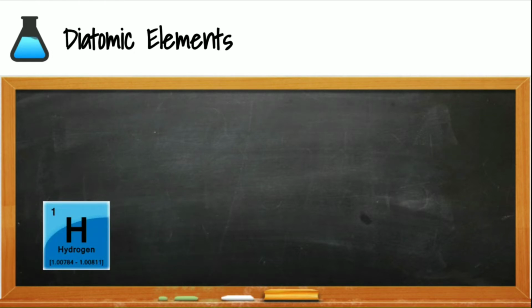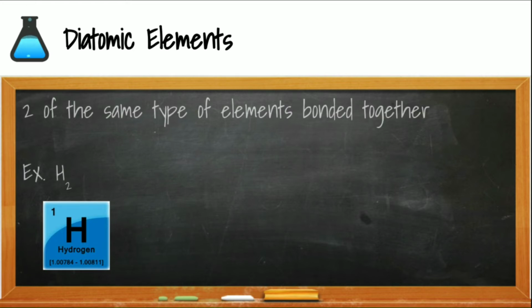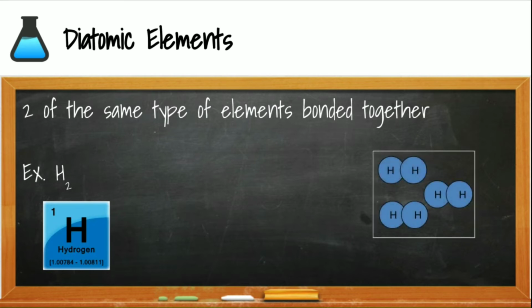Now, diatomic elements, di means 2 atoms. These elements have 2 of the exact same type of atom bonded together. So hydrogen gas, that explosive gas, is a really good example. When we look at the particle diagram, notice how each particle actually has 2 hydrogen atoms. They're bonded together. It's still a pure substance because each particle, that doublet of hydrogen, is identical.